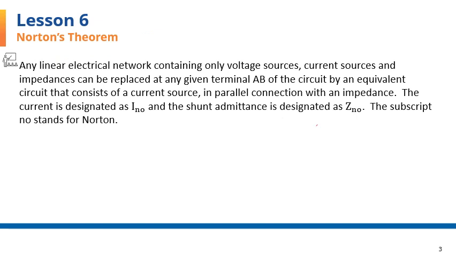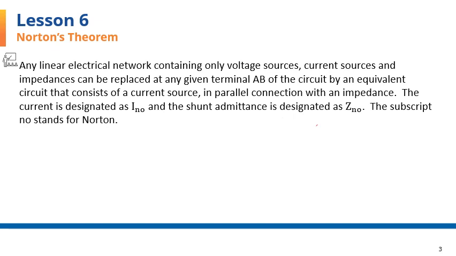Norton's theorem states that any linear electrical network or circuit containing only voltage sources, current sources, and impedances can be replaced at any given terminal AB of the circuit by an equivalent circuit that consists of a current source in parallel connection with an impedance. The current source is designated as I sub NO, and the shunt impedance is designated as Z sub NO. The subscript NO stands for Norton.